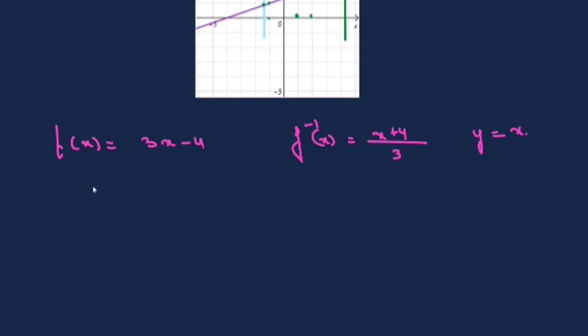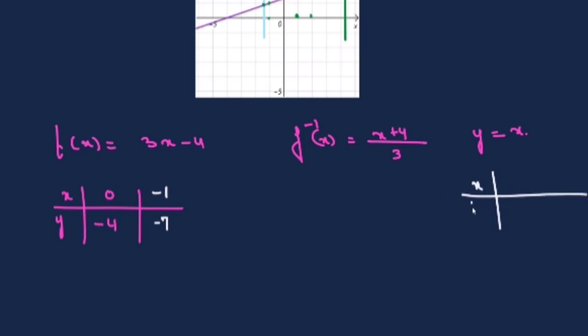F of x is y equals 3x minus 4. Just put one table, just 2 points are enough. Put x is equal to 0, you get minus 4. X is minus 1, minus 7. Points are enough. Now this graph also let us draw. What is this graph? X and y are equal. Put x is 1, y is 1. X is 2, y is 2. Now let us draw all these 3 graphs.